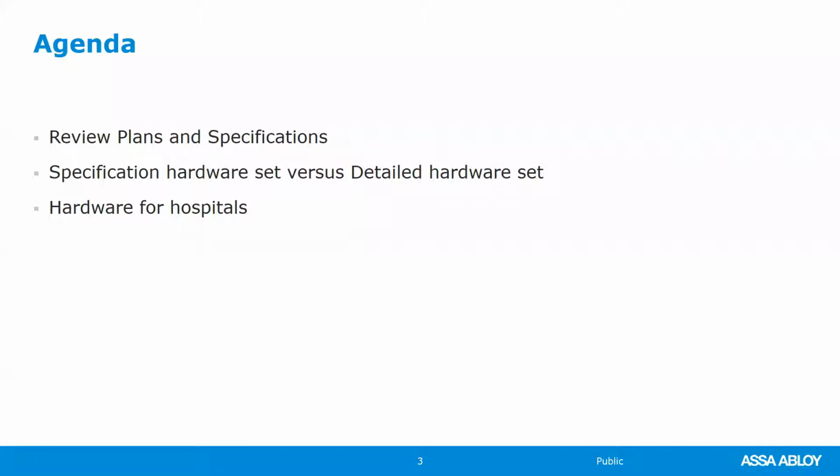Today's introduction, we will review plans and specifications and what types of things you would be looking for when it comes to hospital hardware. There is a difference between a specification hardware set as well as a detailed hardware set. I will point out the differences between the two and why they're different. And then we'll get into just an overview of common hardware that's used for hospitals. Not very in-depth at all, but it will refresh your memory on the different types of hinges and locks and the real focus on specifically what you're looking to achieve when it comes to hospital hardware.